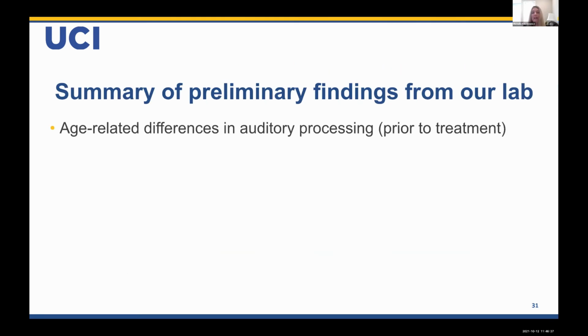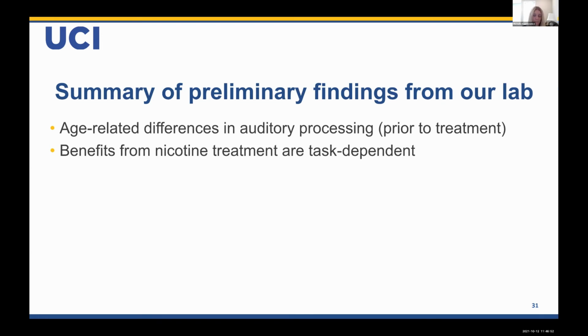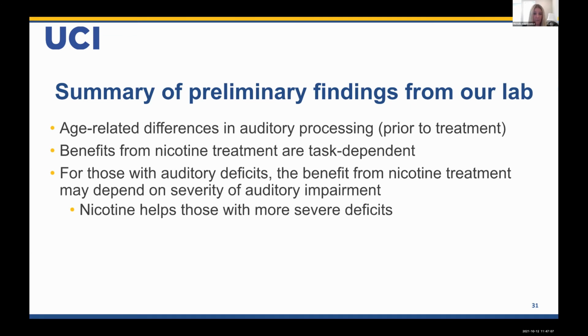So just to summarize the findings from that paper, we do know that there are age-related differences in auditory processing prior to treatment. And we only tested three things in this case, but there are other things we will be testing in our future work. But we see that clearly the benefits from the nicotine treatment do seem to be task dependent. So, you know, it's not going to be a miracle drug that fixes everything as we would expect, but it does seem to help in some tasks and maybe not so much or at all in others.